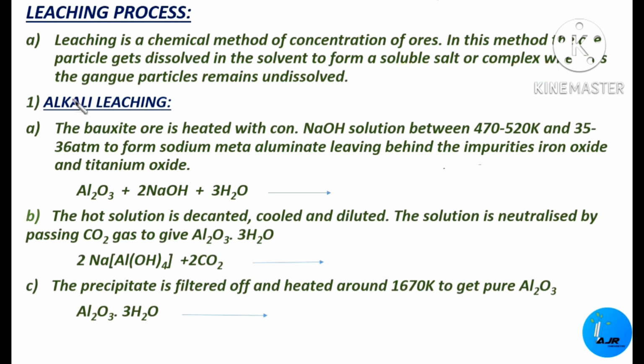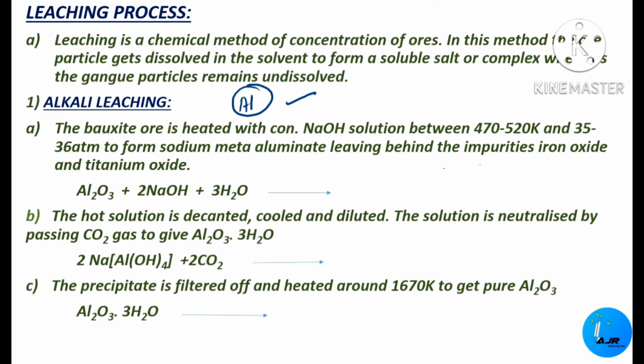Understood? Now the first type under the leaching process is alkali leaching. In alkali leaching, we can remove aluminium profitably. Let me take aluminium as the example, the removal of aluminium.